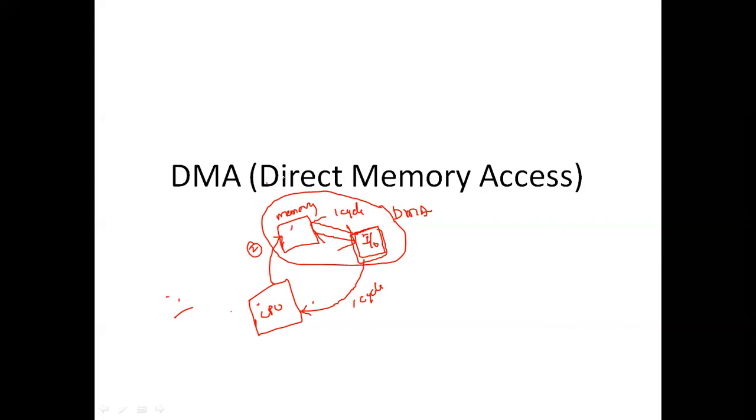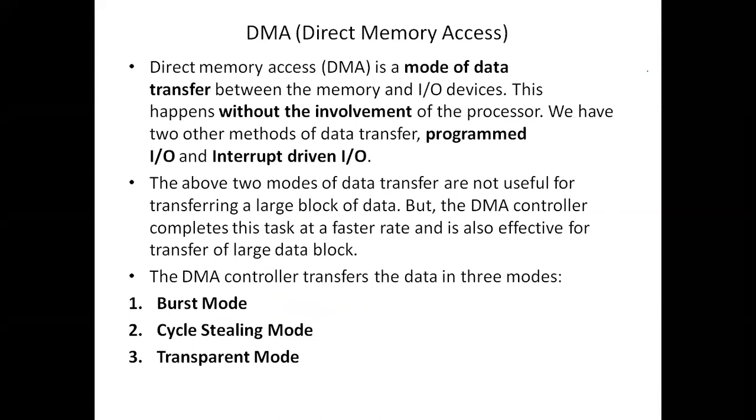That we call direct memory access. As the name itself indicates, the IO devices or peripheral devices are going to access the memory directly, without the help of the CPU. So this is direct memory access. Direct memory access is a mode of data transfer between the memory and the IO devices, right?